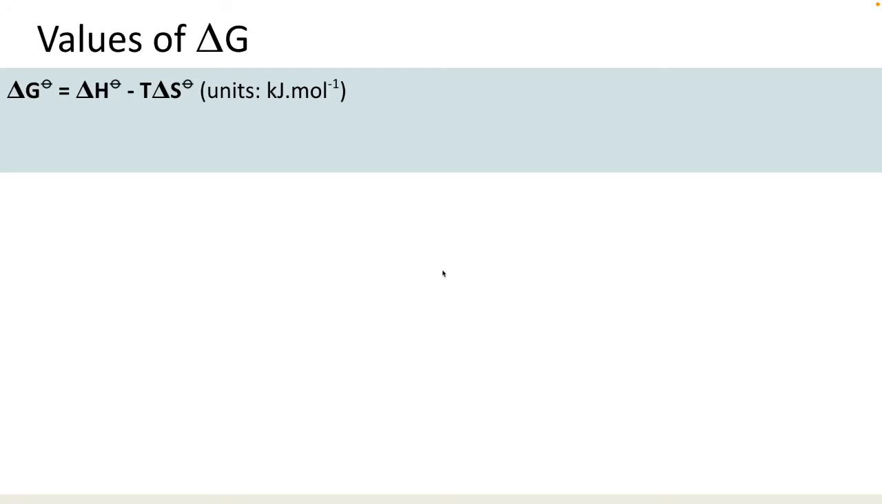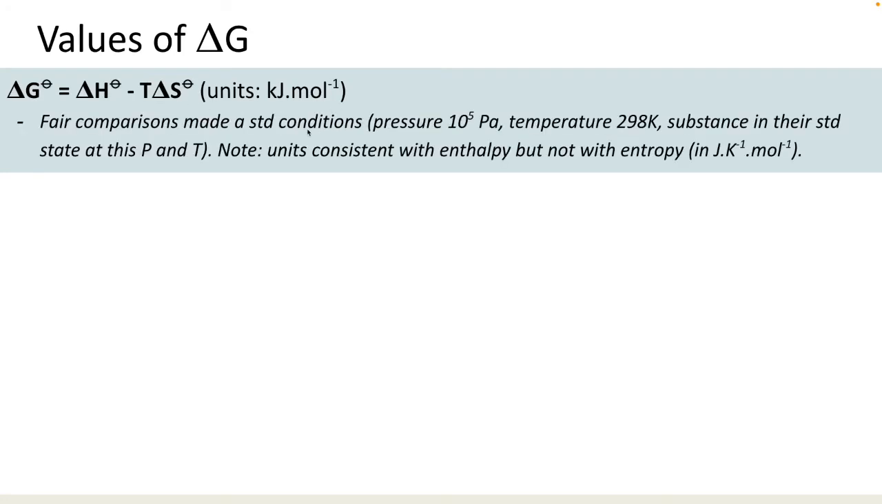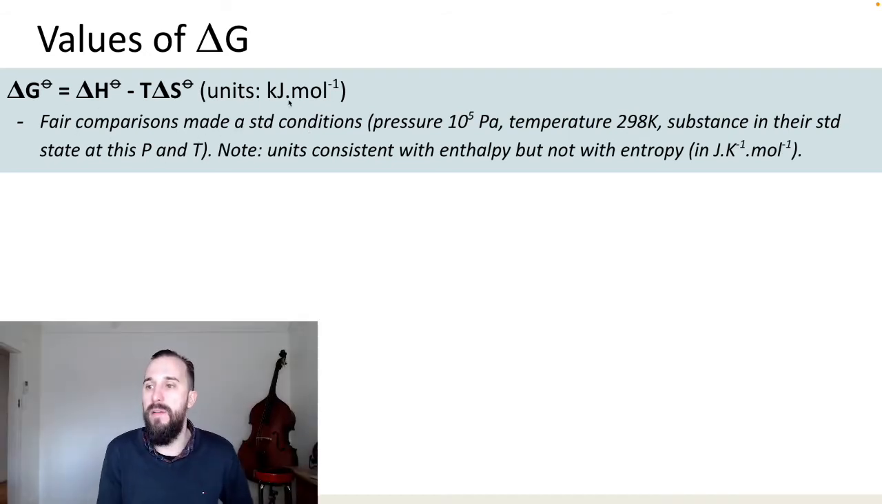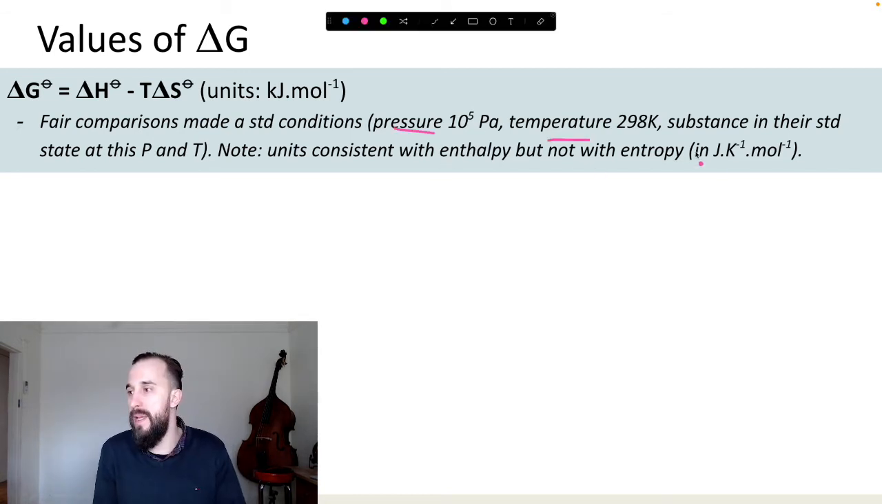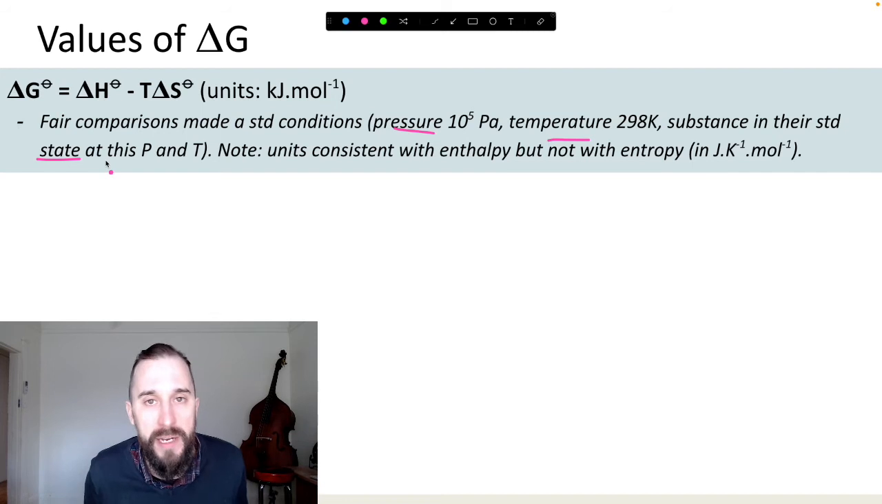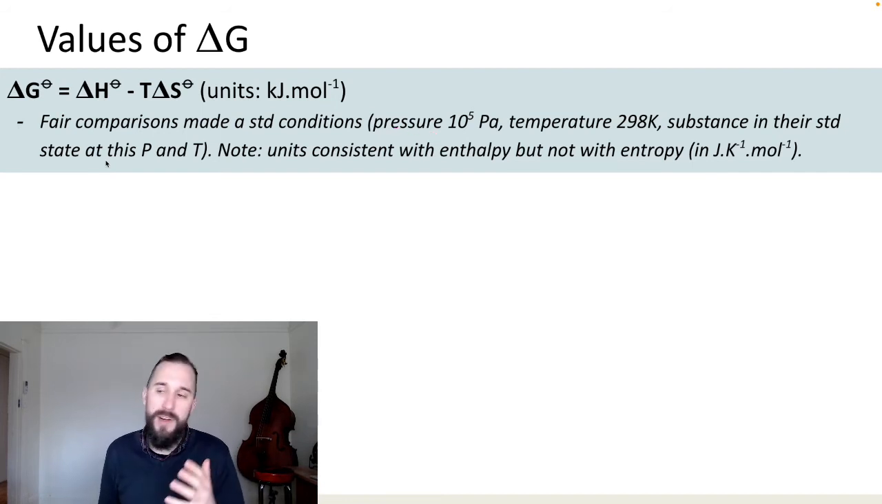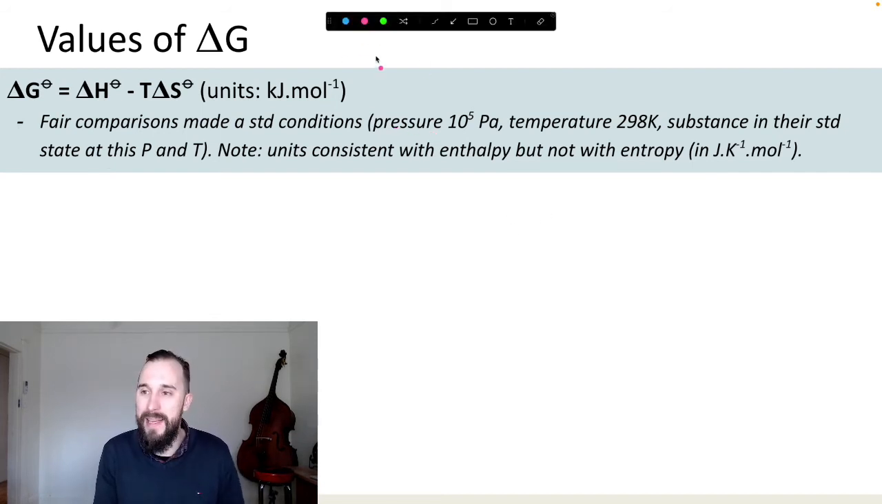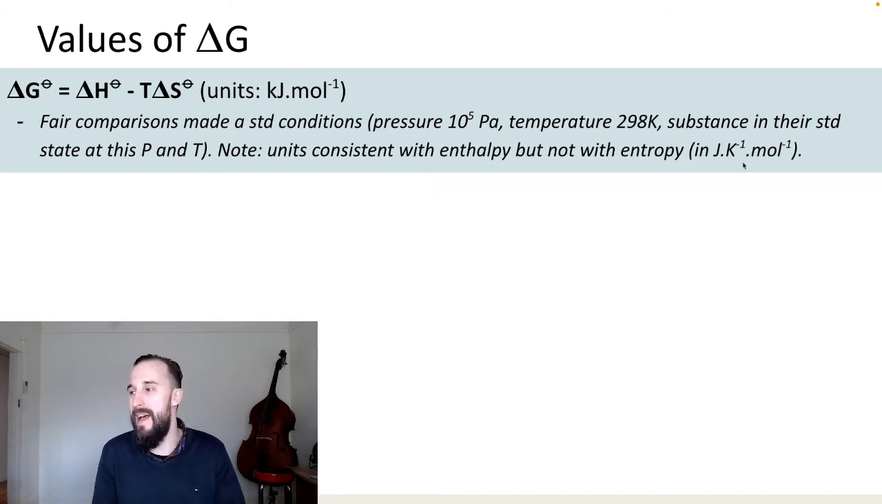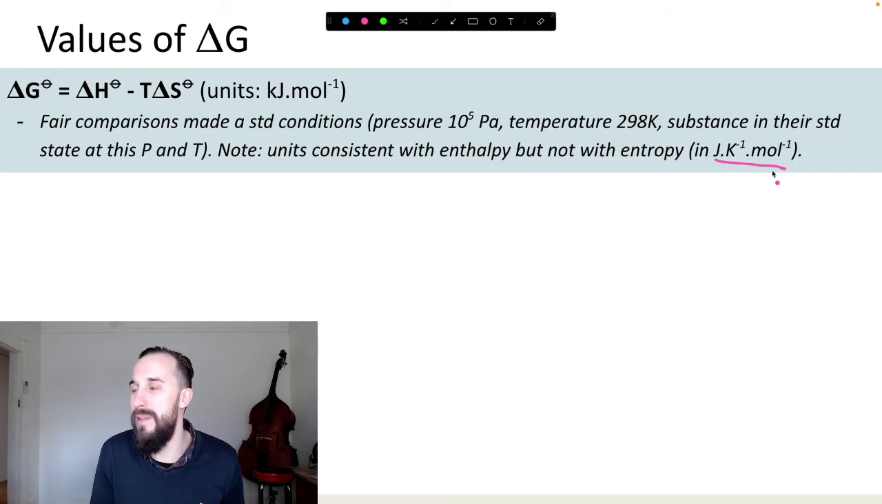Delta G equals delta H minus T delta S has the units kilojoules per mole. Standard conditions, in order for a comparison to be fair, it needs to be standard conditions. So we've got the classic pressure, temperature, and states that we're well familiar with by now. And what you might notice here is that we're back in kilojoules per mole, which is consistent with enthalpy, but our units for entropy were joules per Kelvin per mole.